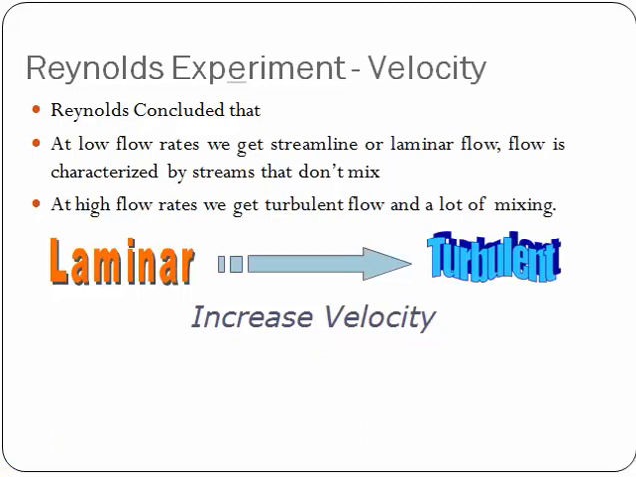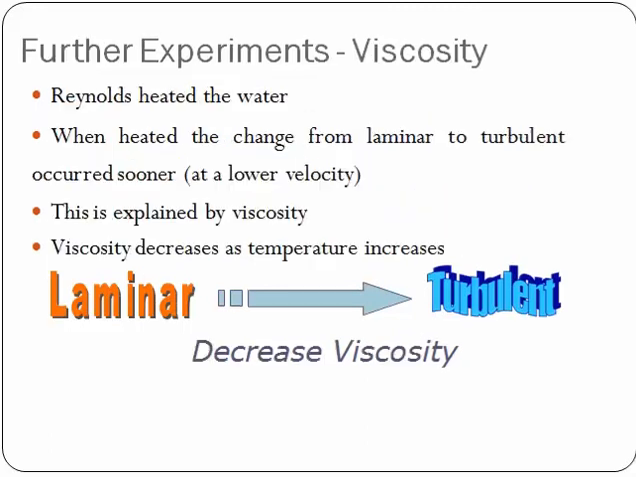Now, in case of viscosity, Reynolds observed that when he heated the water, the change from laminar to turbulent occurred sooner, at a lower velocity. As a simple example, when you boil water, at first it is in a steady condition, but as the temperature increases, it creates turbulence. This is explained by viscosity. Viscosity decreases as temperature increases.